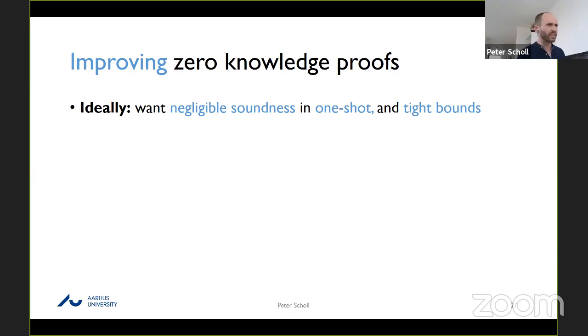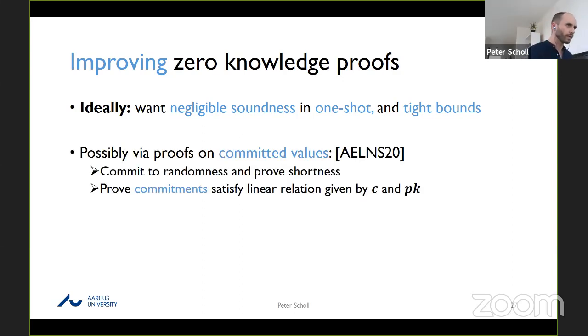Okay, so the ideal goal we would like to have for zero-knowledge proofs is, of course, something where we can get negligible soundness in just a single execution, while also getting tight bounds on the size of the witnesses. Now, maybe one possible approach is to use something which Gregor was talking about the other day, these types of proofs on committed values, also building on previous works, where instead of proving statements about the ciphertext directly, you can create commitments to all of the randomness in the message and the ciphertext, prove that these commitments contain short values, and then prove that the commitments together satisfy the linear relation defined by the ciphertext and the public key.